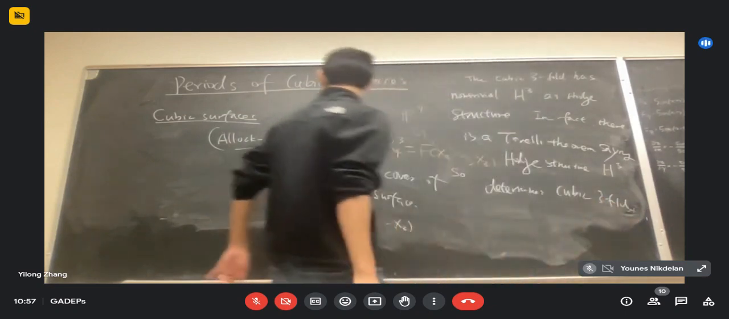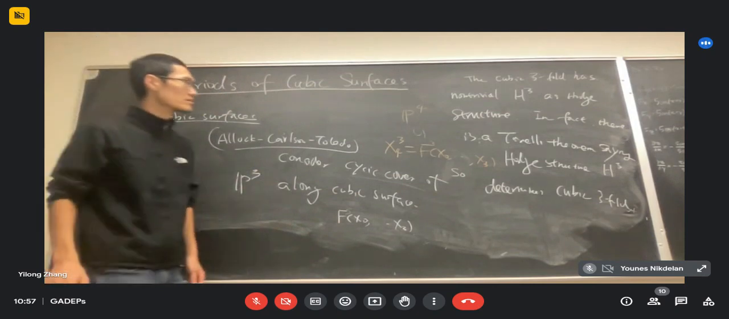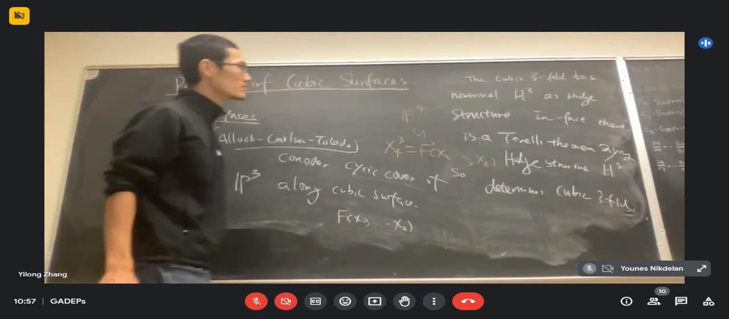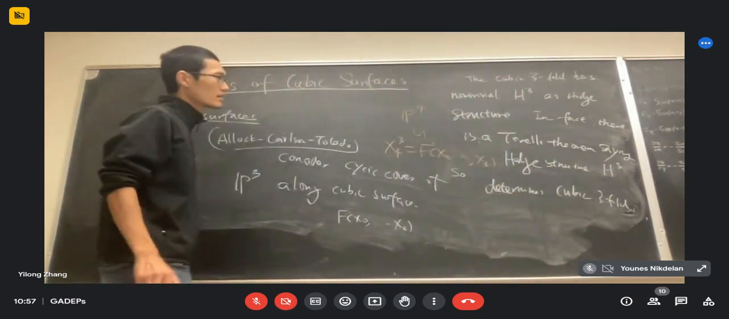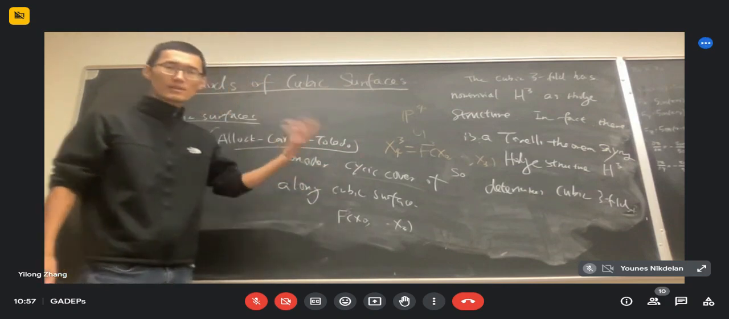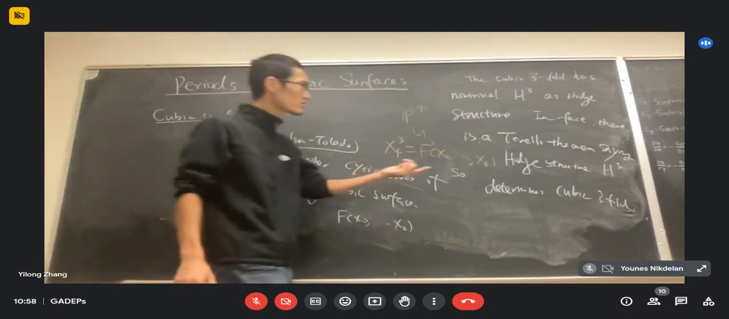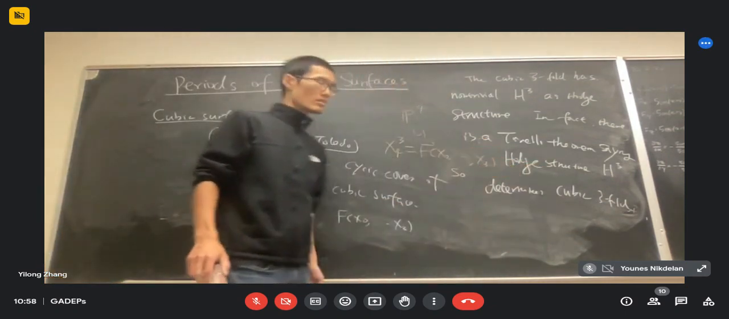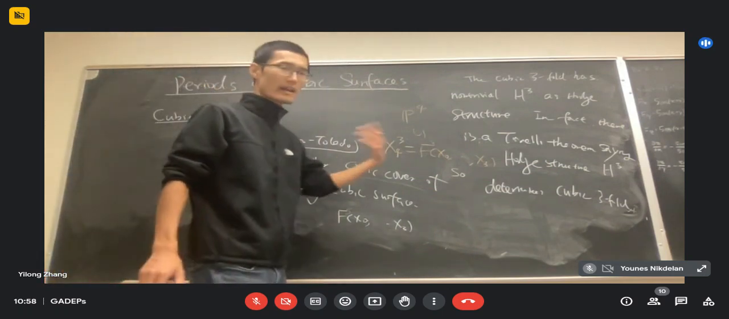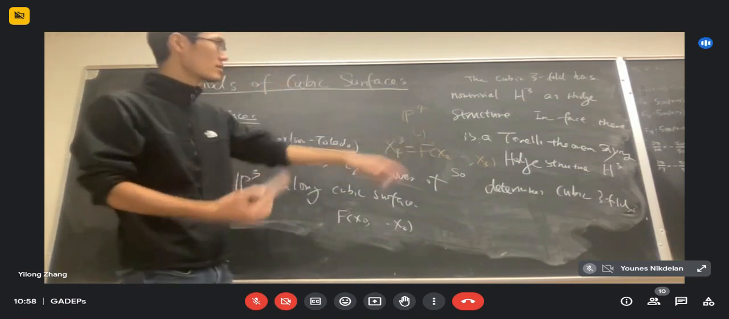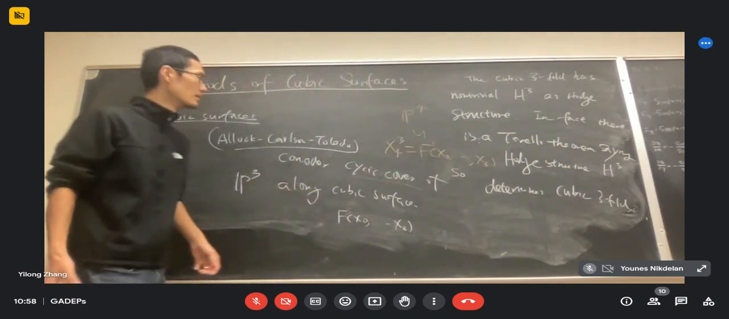So what Allcock, Carlson, and Toledo considered was really to study the middle cohomology of the cyclic cover, and also at the same time keep track of the group action. So really study this H3 as a representation of this cyclic action, and there you can extract a smaller Hodge structure out of this Hodge structure, and that Hodge structure is used to define the moduli.